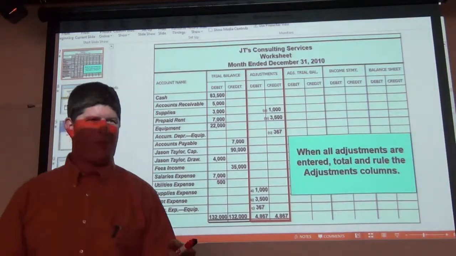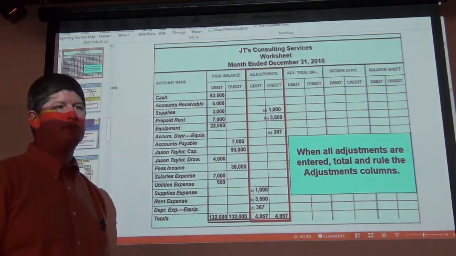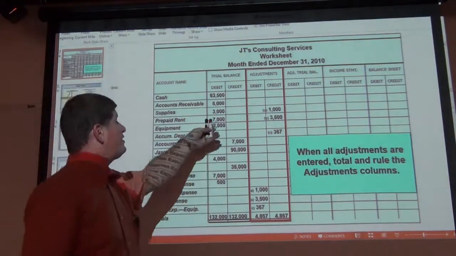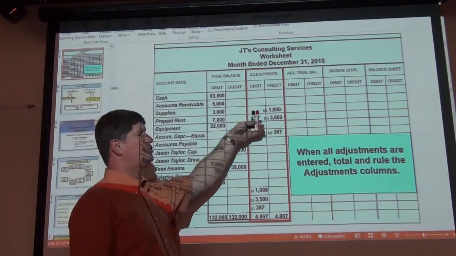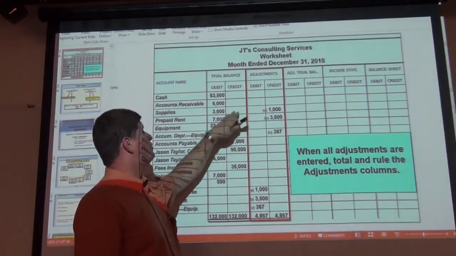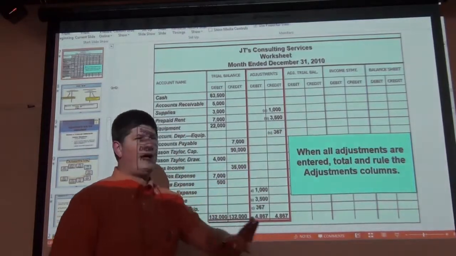Yes, ma'am. So for the supplies, it's 3,000, and for adjustments, it's 1,000. Those are 3,000 debit, 1,000 credit. So you add your debits and your credits, where your credit reduces your debit. You have a $2,000 ending debit balance.